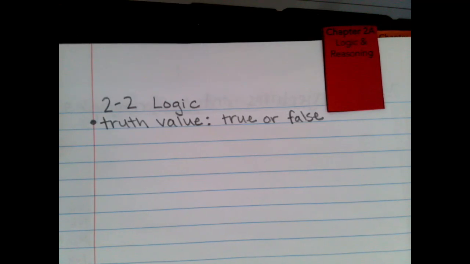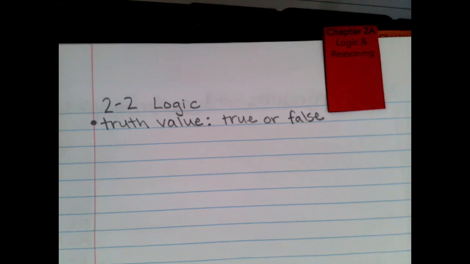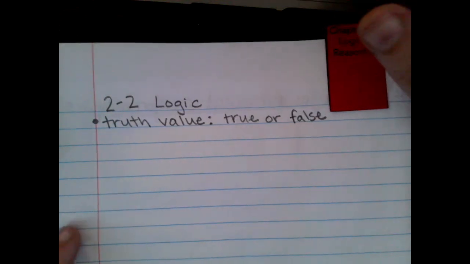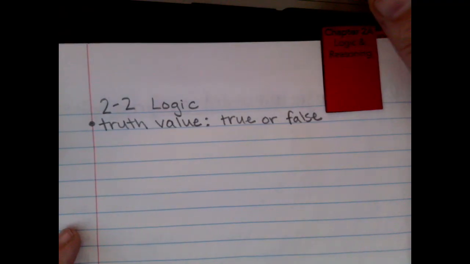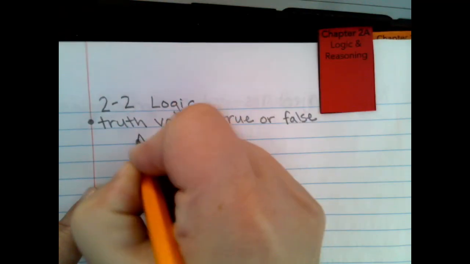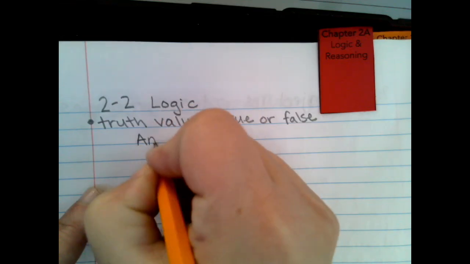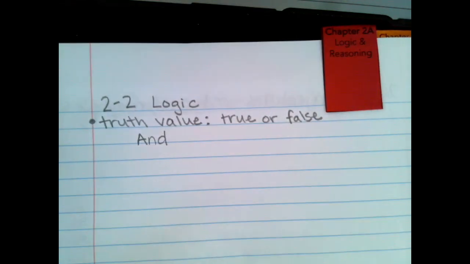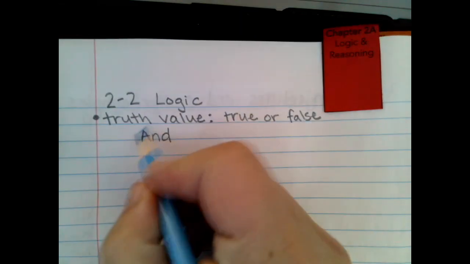All right, now there's two types of logic statements that we're going to make today. And they're going to be using a word like a compound sentence. Remember, a compound sentence means that we're taking two sentences and combining them into one sentence. Okay, so our first compound word that we're going to use is and. And I'm going to use blue for and today.